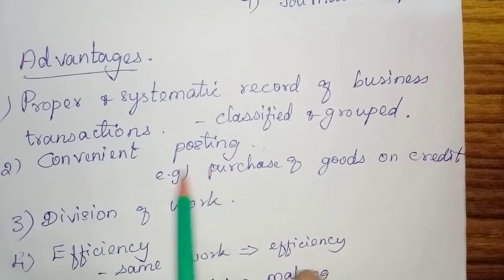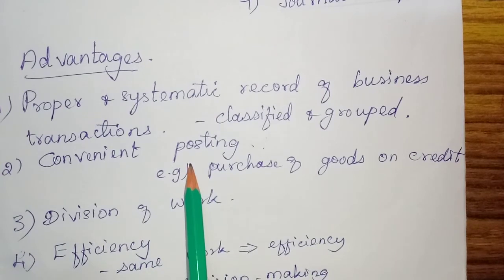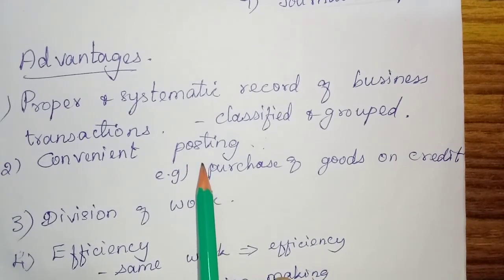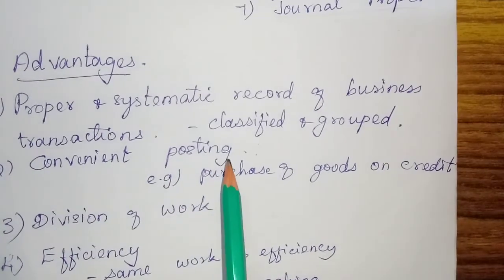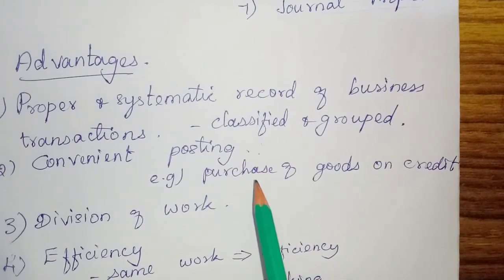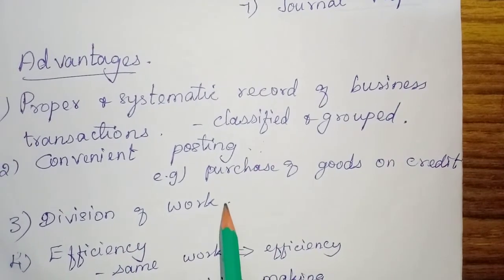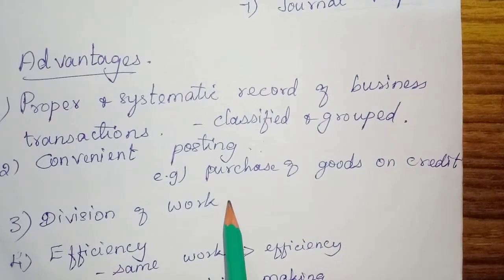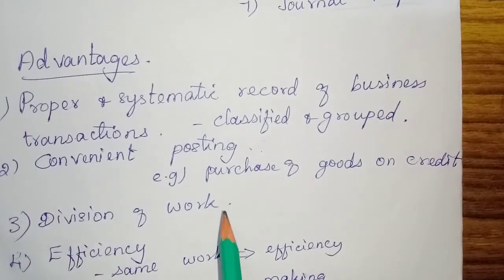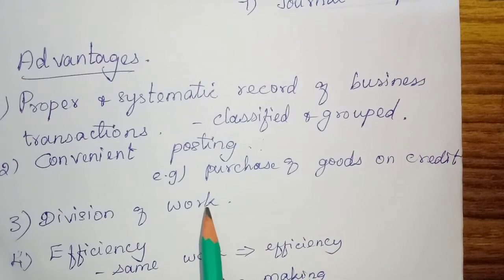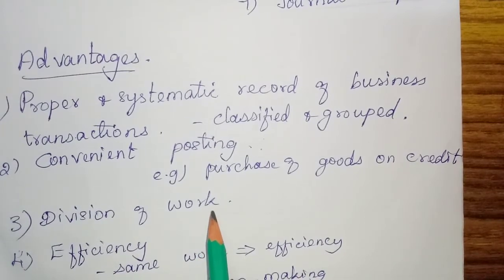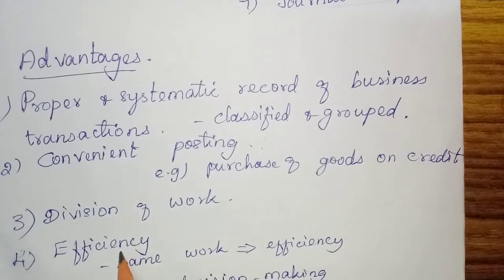So that is very convenient. It is easy to post the transactions, not journal entries, in one place. Then division of work. Since we have around 7 subsidiary books, the purchases book can be done by one clerk. Each book will be entered by one clerk, and at the same time everyone will post. So division of work is there. Each person can do his own work, isn't it?